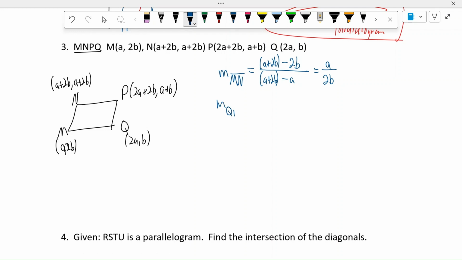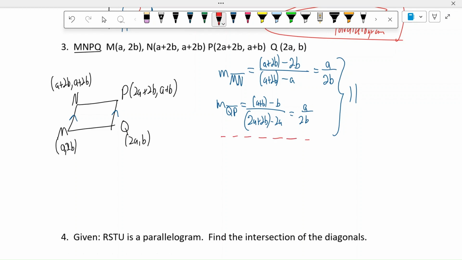Now for the slope of QP. So for QP, we have A plus B minus B divided by the X values, 2A plus 2B minus 2A. And if I simplify that, that's A over 2B. These are the same, so we have one set of sides parallel. MN is parallel to QP.